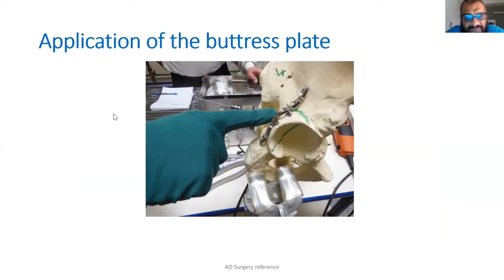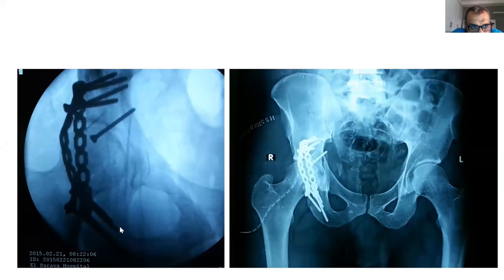And here's the X-ray of this case. You see, here is the small fragment, the deepest part of the reconstruction by mini fragment screw. Here's the interfragmentary screw for the wall. And here are the buttress screws for the wall and the column. The medial part is for the column and the lateral part is for the wall.